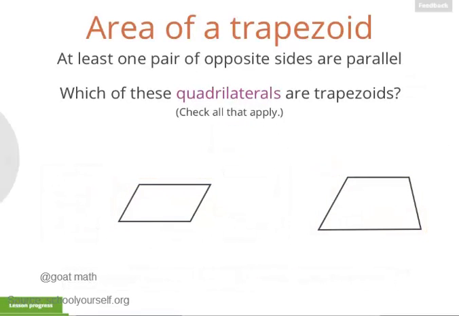Right, these two quadrilaterals are trapezoids. This one has one pair of opposite sides that are parallel, and this one has two pairs of opposite sides that are parallel, so not only is this shape a trapezoid, but it's also a parallelogram. Okay, let's take a closer look at this trapezoid over here.